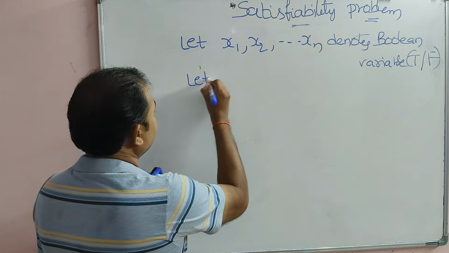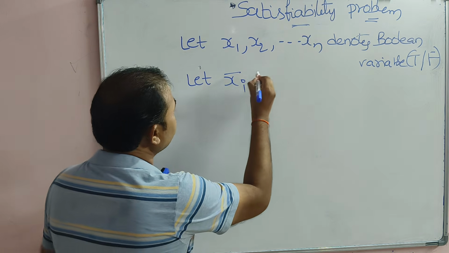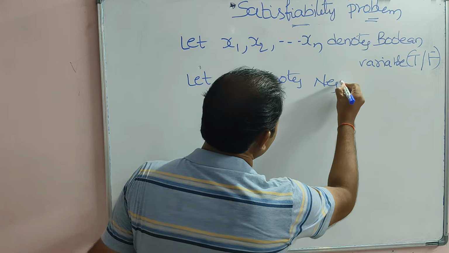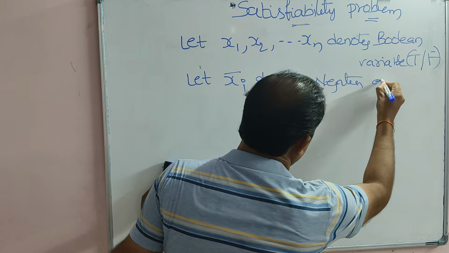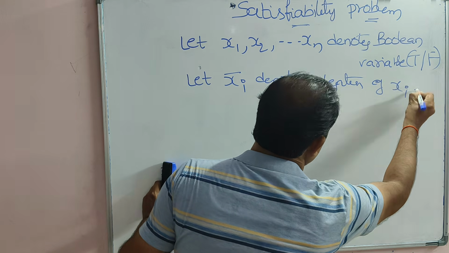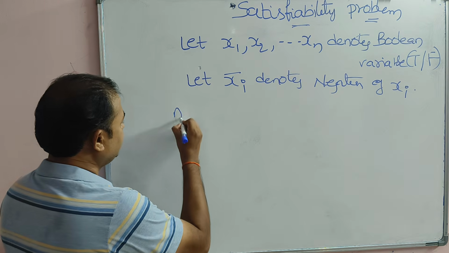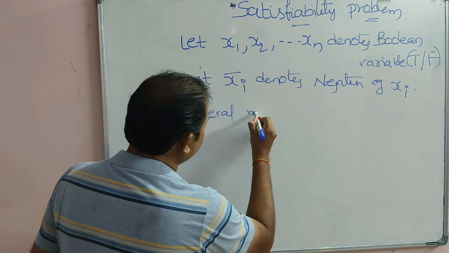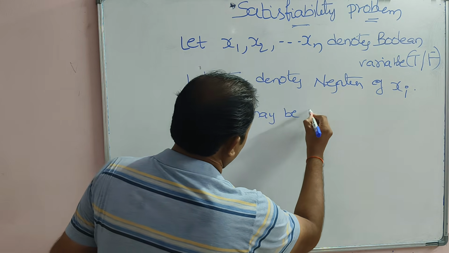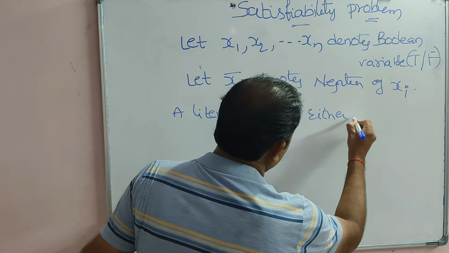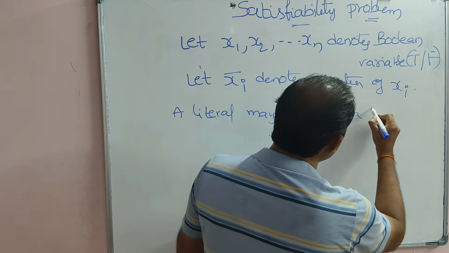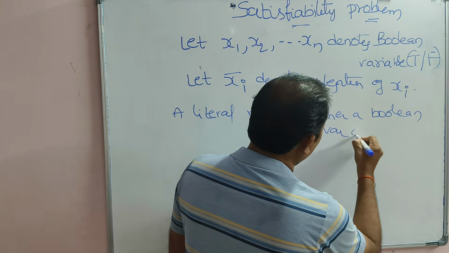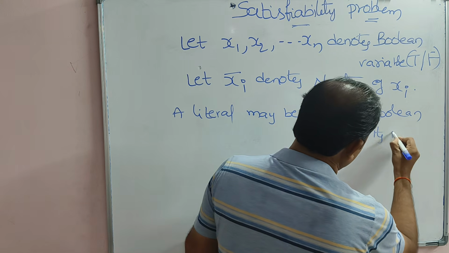Next, let xi bar denote the negation of xi. Negation means complement, the NOT operation. Next, what is a literal? A literal may be either a Boolean variable or its negation.